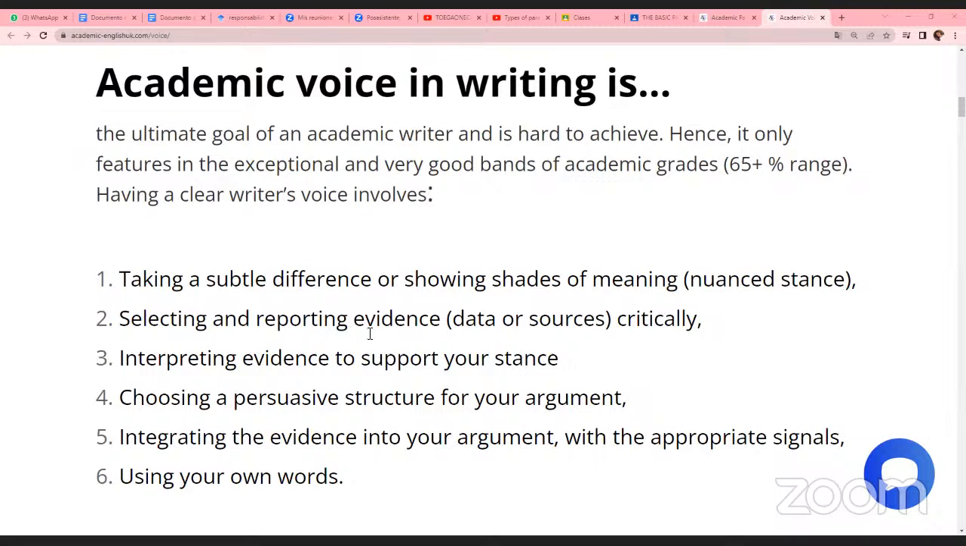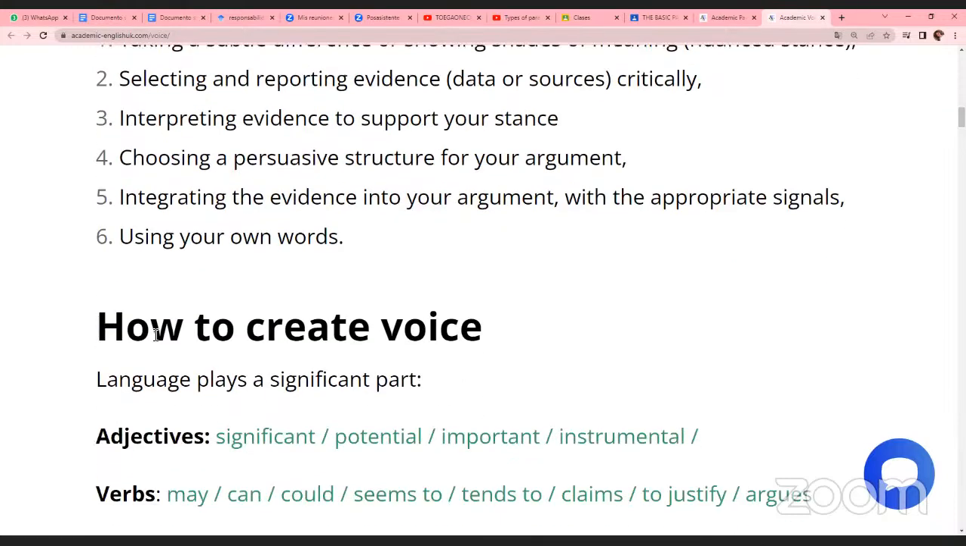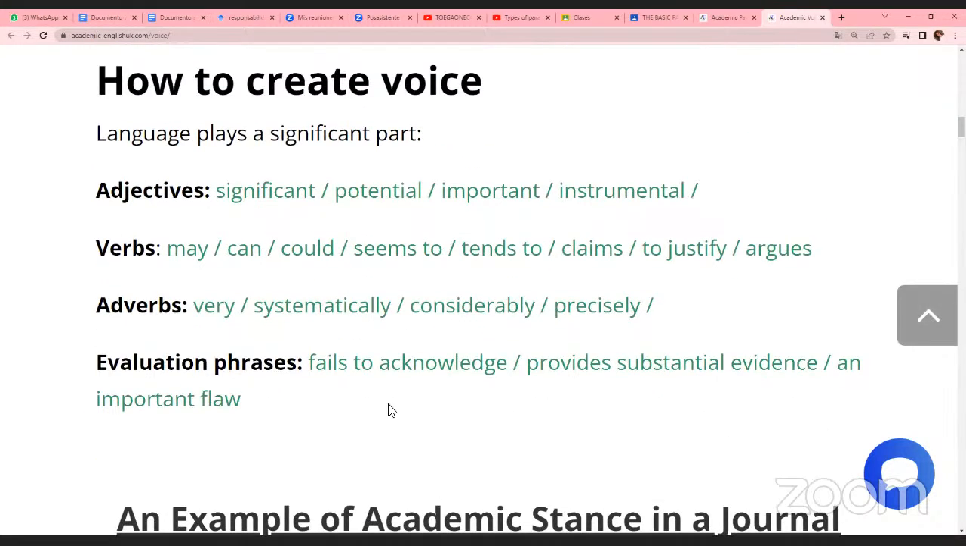So the ultimate goal of an academic writer, right? It's hard to achieve, hence it only features in the exceptional and very good bands of academic grades. So the first thing that we have to take into account is taking a subtle difference or showing shades of meaning, right? Selecting and reporting evidence, data or sources critically if it's an argumentative essay. Interpreting evidence to support your sense, choosing a persuasive structure for your argument, integrating the evidence. Okay, we're gonna continue, right?